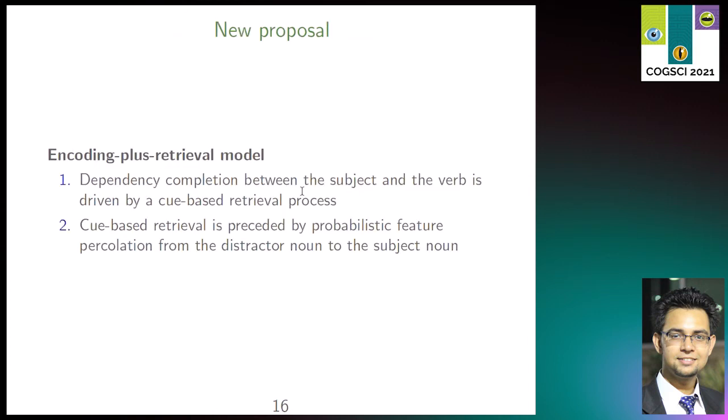Right. So in this work, we propose a new model which combines the encoding-based and retrieval-based mechanisms in a single set of processes. The first assumption of the model is that the dependency completion between the subject and the verb is driven by a cue-based retrieval process. But this cue-based retrieval is preceded by a probabilistic feature percolation from the distractor noun to the subject noun. So essentially both faulty encoding and cue-based retrieval are involved in deriving the dependency completion process.